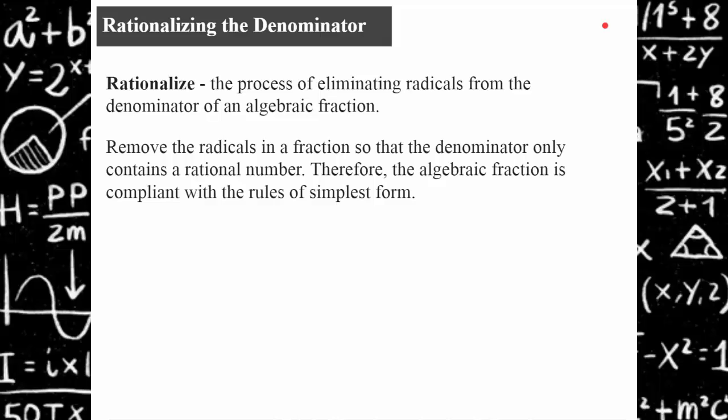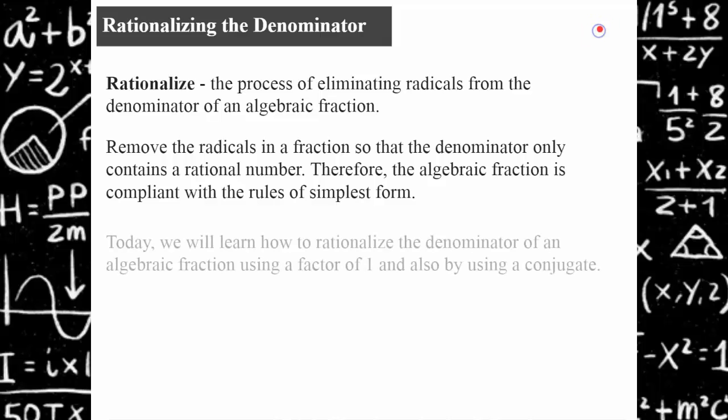Remember, any non-perfect square or non-perfect cube is an irrational number, making it not a real expression. Therefore, the algebraic fraction will be compliant with the rules of being in simplest form. So for an algebraic expression to be in simplest form, there cannot be an unsimplified radical in the denominator.